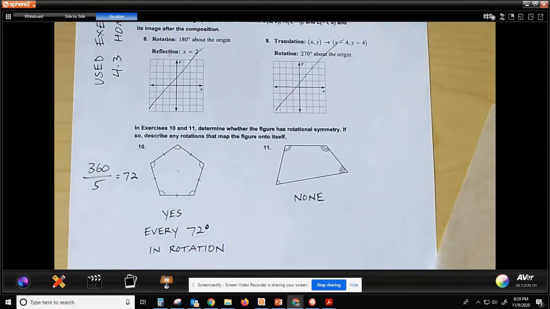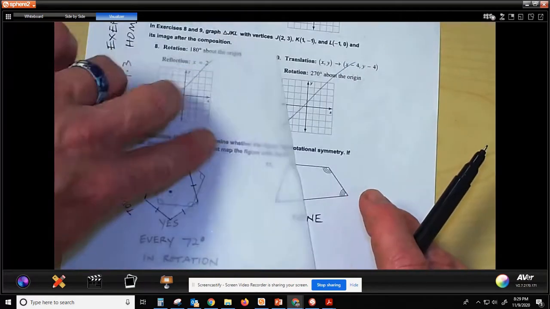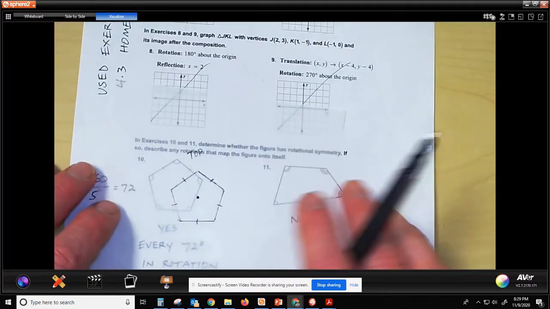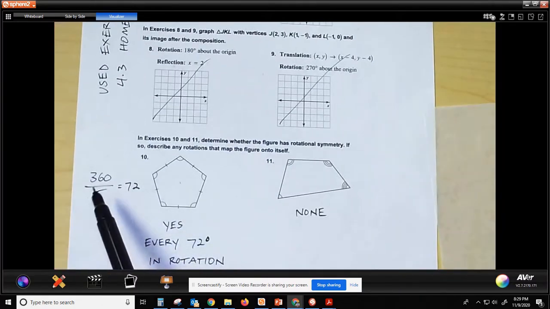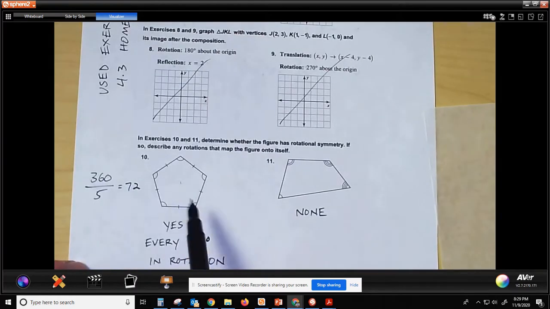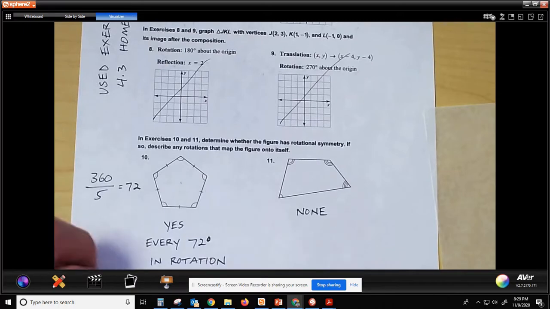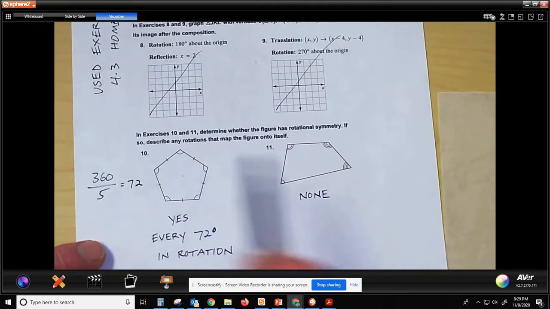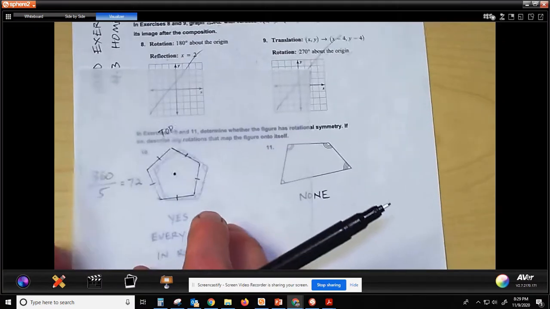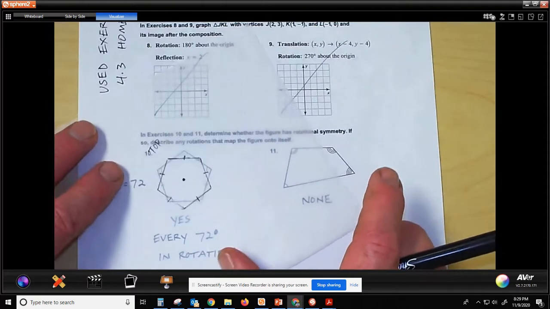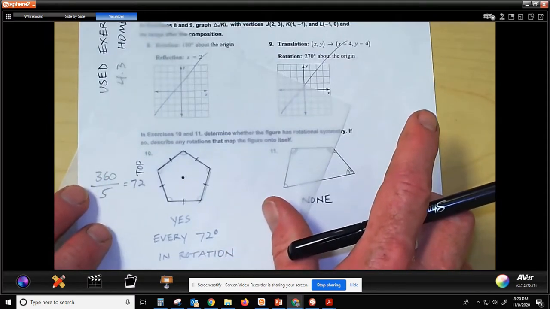So I know that if I spin something in a circle, it's 360 degrees all the way around. There's 5 points on this shape. I just said 360 divided by 5. These are 72-degree angles. And it rotates 72 degrees about its rotational symmetry. So that's a 72-degree turn.